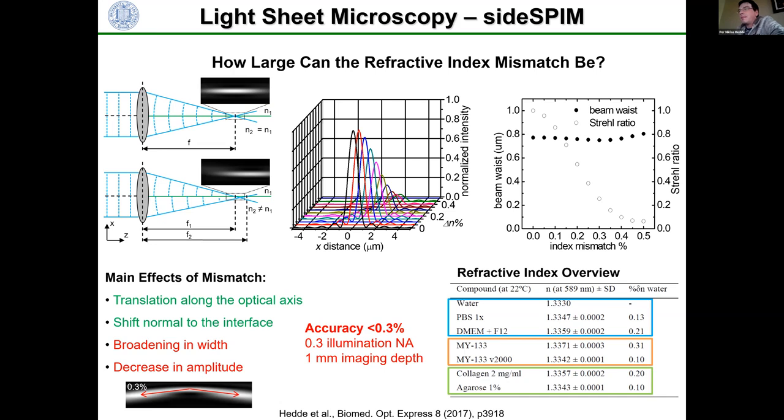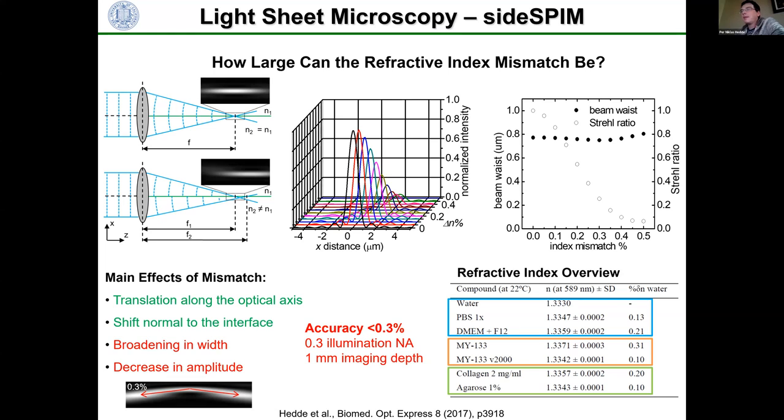Here are some materials just to give you an idea what the refractive indices are. Marked by the blue box is water, PBS buffer, and some cell medium, which are in the range of 1.33, 1.34. Then down here marked with the green box, we have some popular hydrogels, for example, collagen and agarose. At those concentrations, they have a refractive index pretty similar to that of water or the cell medium, so that should work very well, and people have used that a lot.